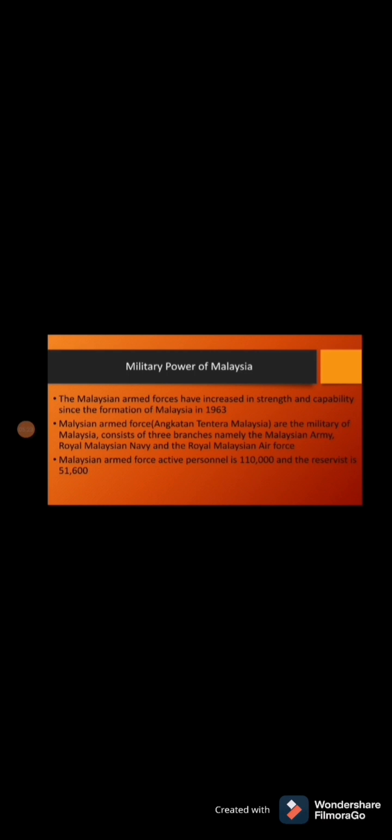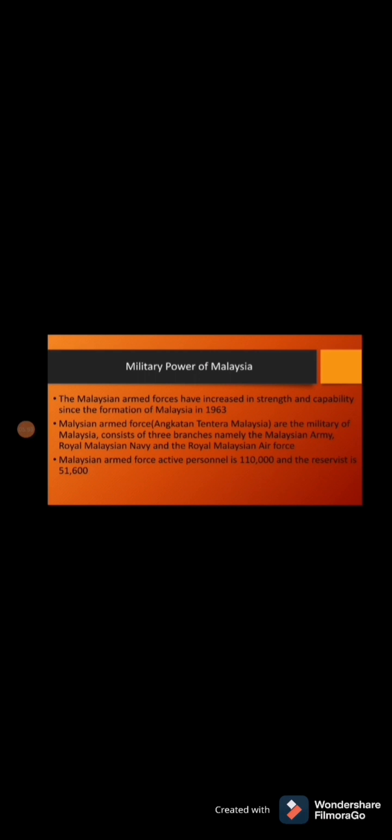The Malaysian Armed Forces. So let's go to the military power of Malaysia. The Malaysian Armed Forces have increased in strength and capability since the formation of Malaysia in 1963. So this is where Malaysia had already got their independence in forming the Malaysian country. The Malaysian Armed Forces, called the Angkatan Tentera Malaysia, are the military of Malaysia and consist of three branches, namely the Malaysian Army, Royal Malaysian Navy, and the Royal Malaysian Air Force.